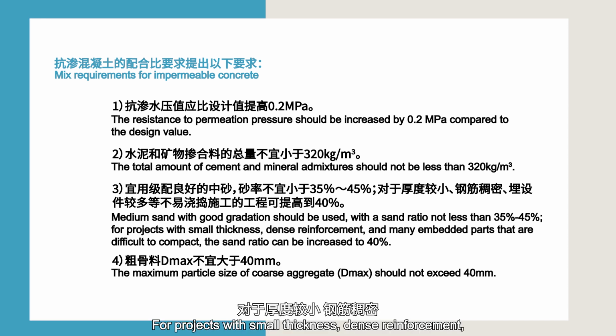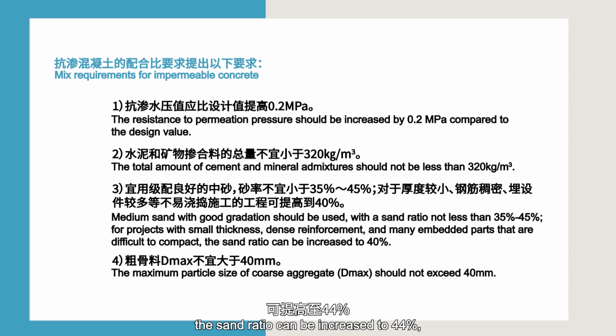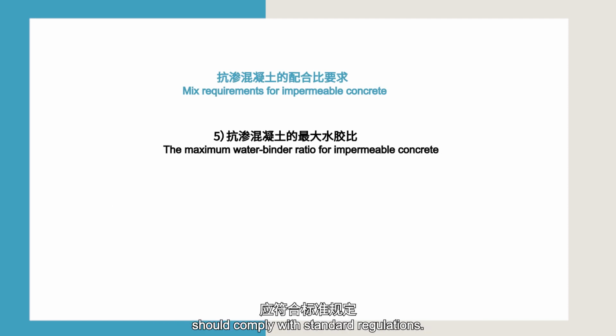For projects with small thickness, dense reinforcement, and many embedded parts that are difficult to compact, the sand ratio can be increased to 44%, and the maximum particle size of coarse aggregate should be less than or equal to 40 millimeters. 5. The maximum water binder ratio of impermeable concrete should comply with standard regulations.